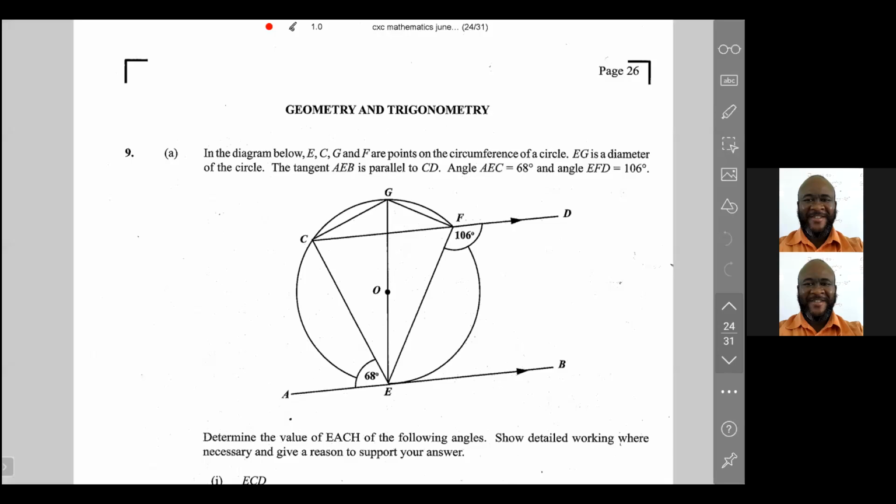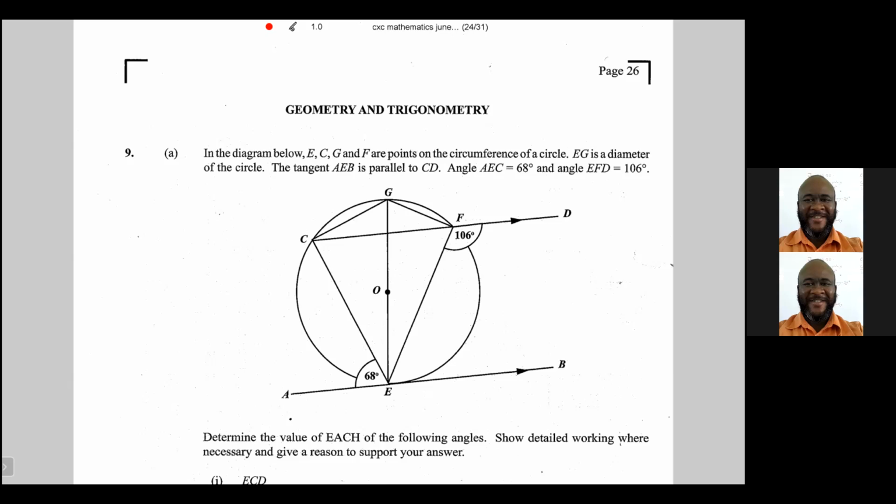All right, let's have a look at question number 9. It says, in the diagram below, E, C, G, and F are points on the circumference of a circle. EG is a diameter of the circle. The tangent AEB is parallel to CD. Angle AEC is 68 degrees, and angle EFD is 108 degrees. So all that information you can see for yourself.